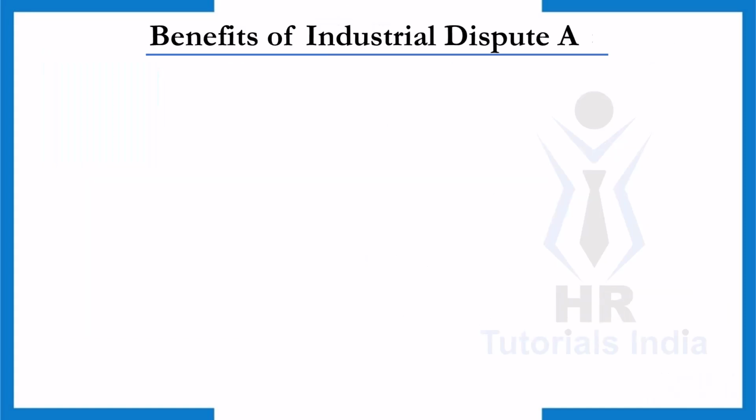Benefits of Industrial Disputes Act. The Industrial Dispute Act 1947 provides substantial benefits for both employers and employees by setting out clear procedures for addressing conflicts in the workplace. It ensures that labor disputes are managed in a structured way to promote fairness, maintain peace, and improve industrial productivity. By providing a legal framework, this Act helps balance the interests of both sides, fostering a stable and cooperative work environment.